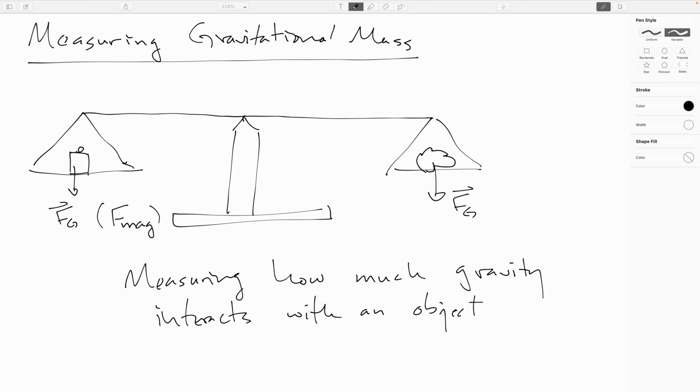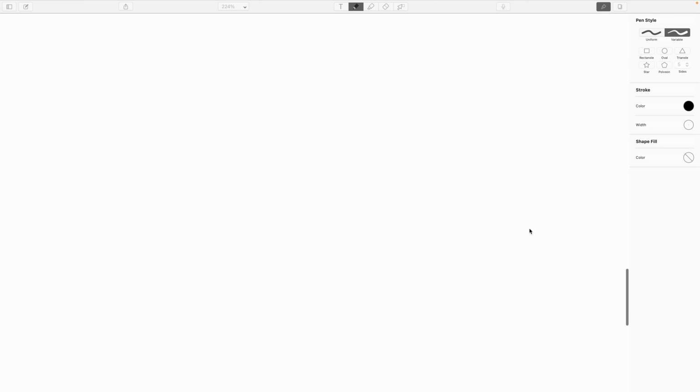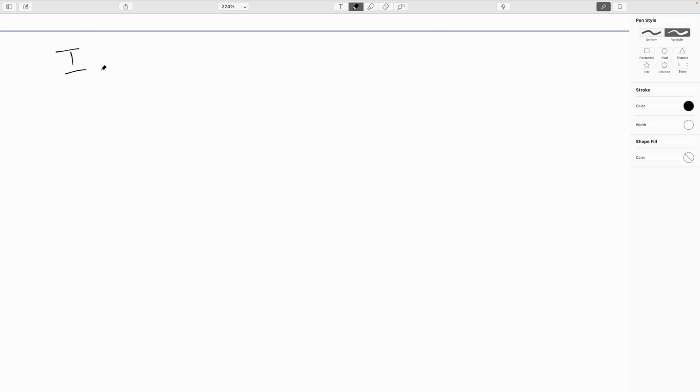So that seems to be two really different things, but here's the kicker. There have been very, very accurate experiments done where the inertial mass and the gravitational mass of an object have been measured simultaneously. And here's the deal. It seems like they're equal.